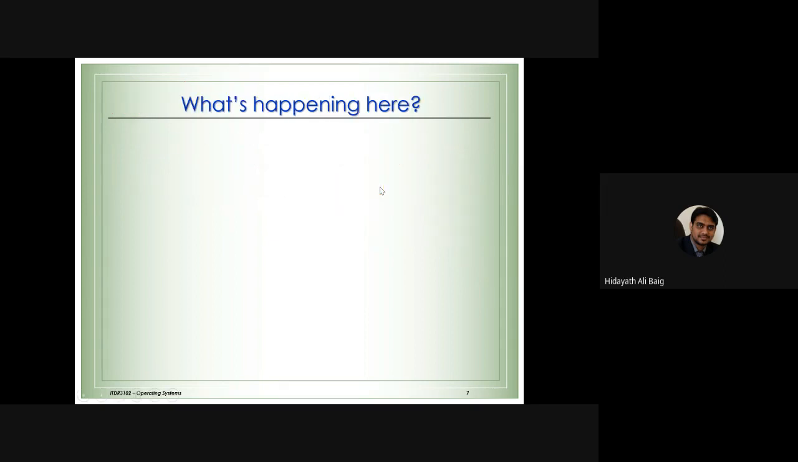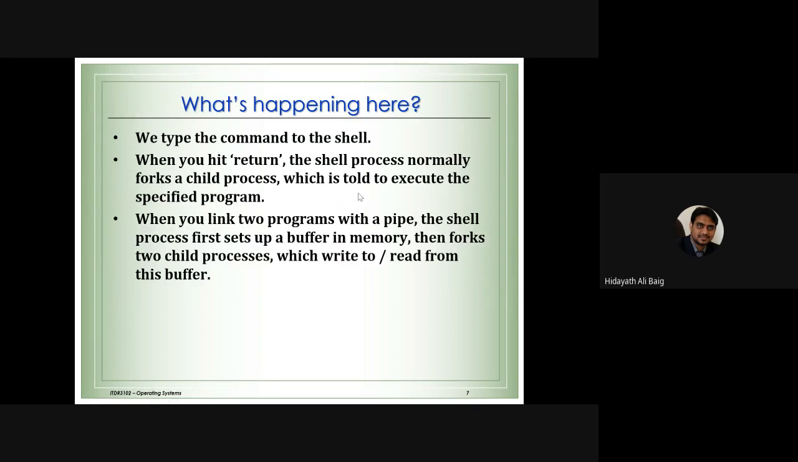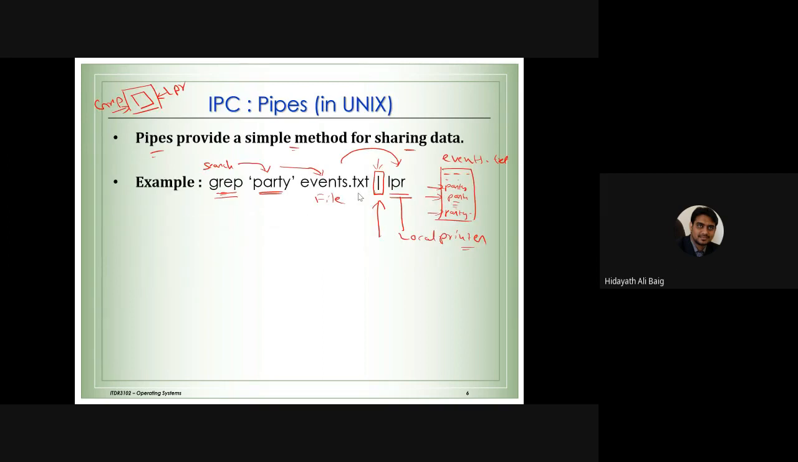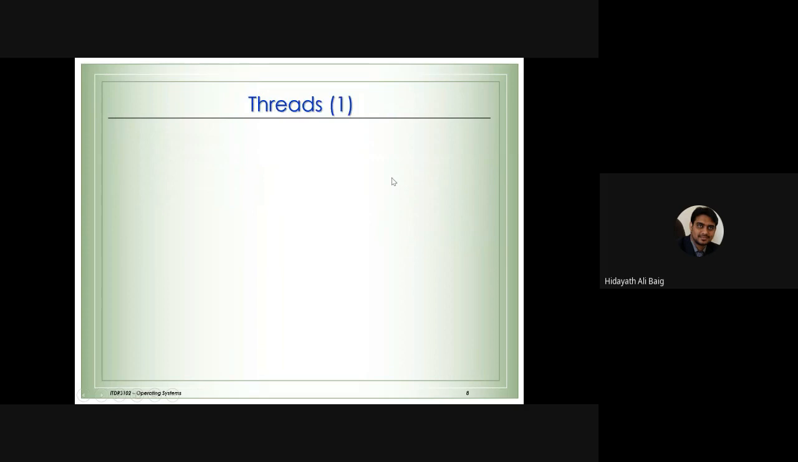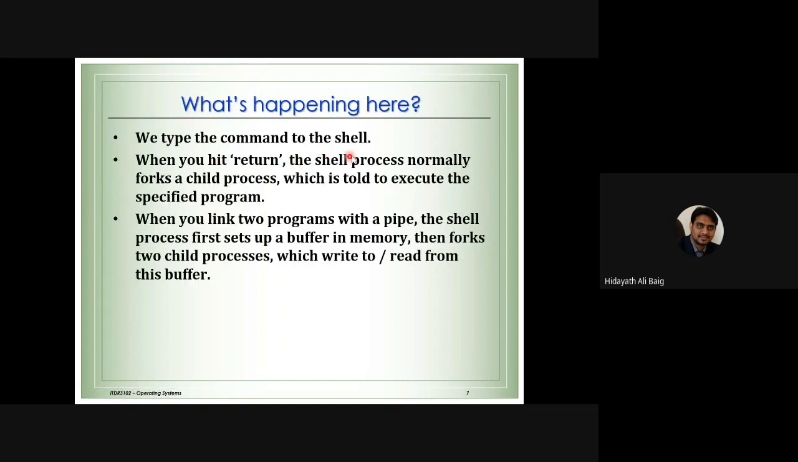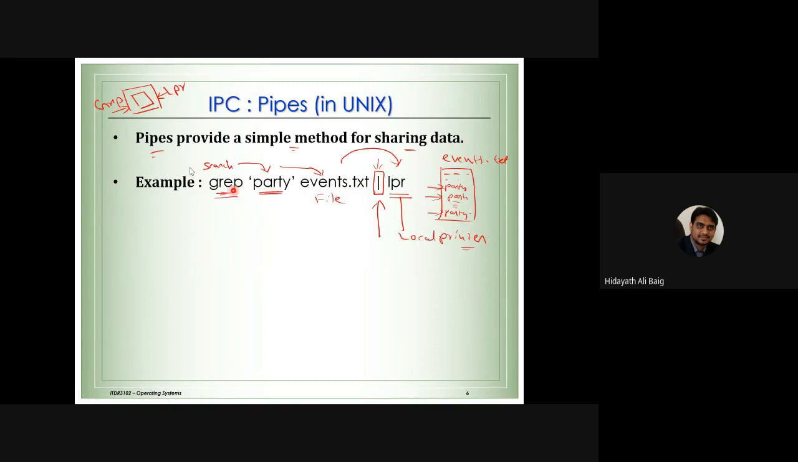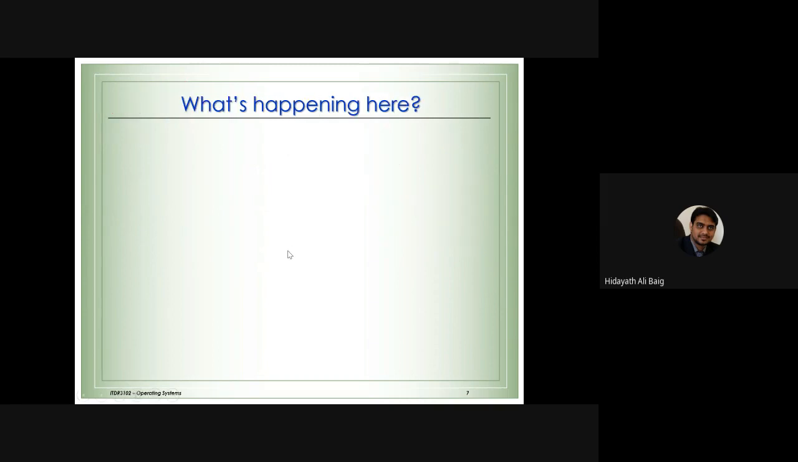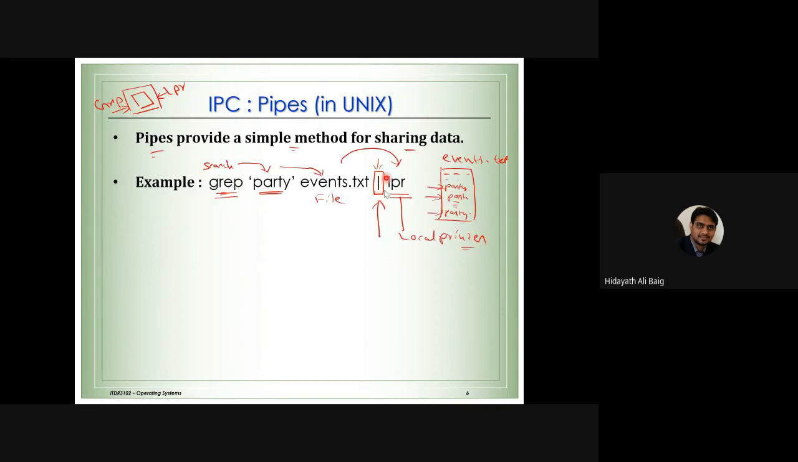That is explained here. What happens when you type the command? When we type this command, grep party events.txt | LPR, and hit return, the shell process normally forks a child process, which is told to execute the specified program. When you link two programs with a pipe, what are the two programs? One is searching, the second one is printing. And we combined them with the help of a pipe.